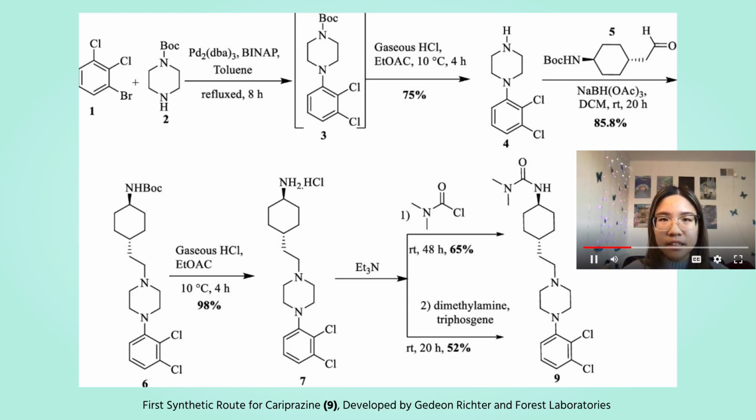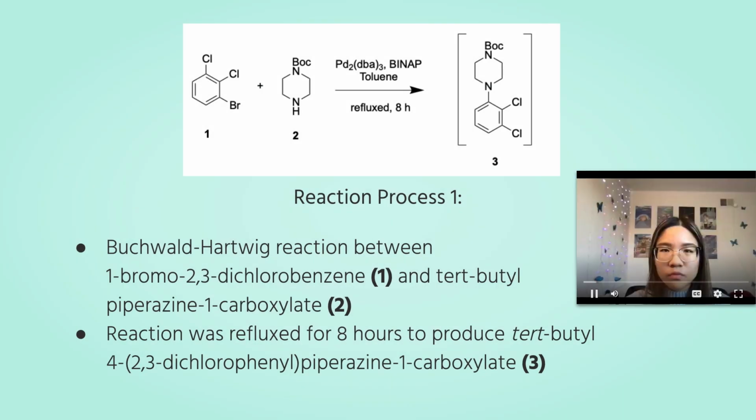This slide displays the entire reaction scheme for the synthesis of cariprazine. The first reaction is a Buchwald-Hartwig reaction. This is done using compounds 1 and 2 as shown above. This reaction was refluxed for 8 hours to produce compound 3.